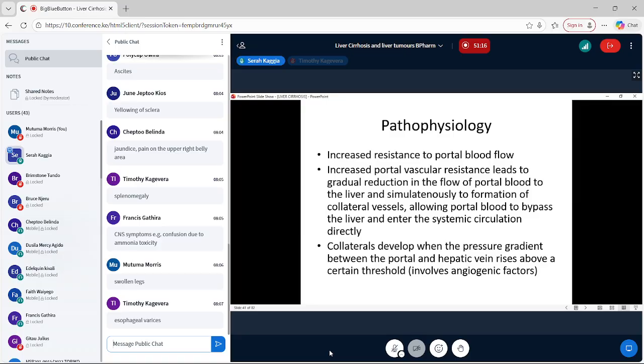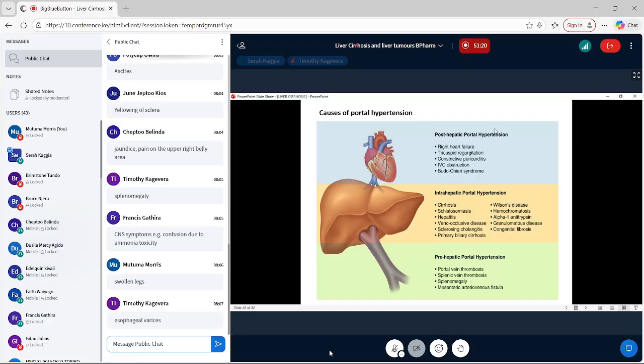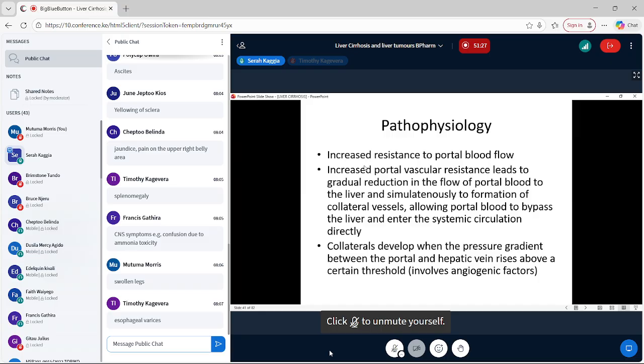So the pathophysiology, what usually happens? Depending on whichever etiology, like today we are discussing cirrhosis, when you have liver cirrhosis and you have formed those nodules, the architecture is different and you'll have increased resistance to the flow of blood. There's a lot of resistance because now there's blockage. The increased portal vascular resistance leads to gradual reduction in the flow of portal blood to the liver itself, because there's resistance, nodules are being formed, and the vasculature has changed.